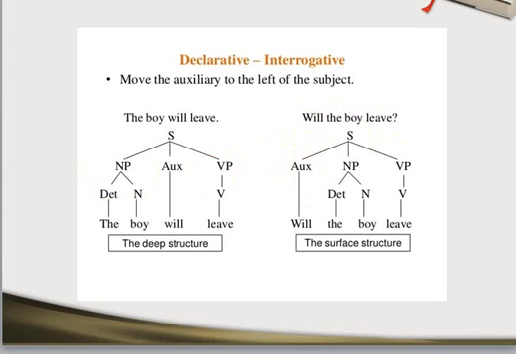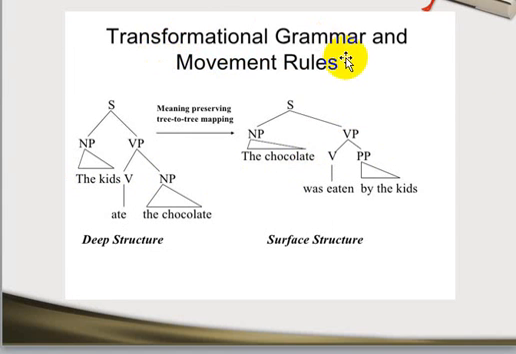Take another example. Transformational grammar and movement rules. Another sentence, deep structure and surface structure: the kids ate the chocolate. In passive, what will happen? Look at the sentence: the chocolate was eaten by the kids. This is transformational. So look at the difference between the two sentences in a tree diagram. Here the chocolate will be in the beginning, then was eaten, which is in the passive, by the kids.